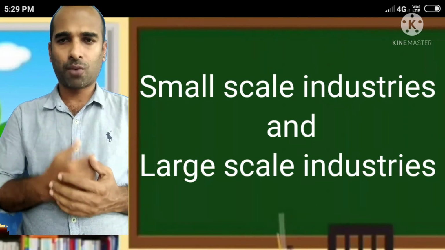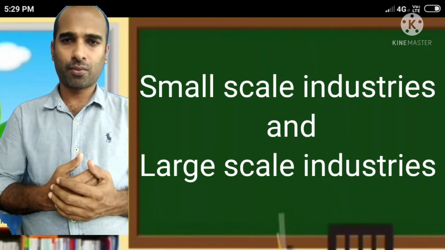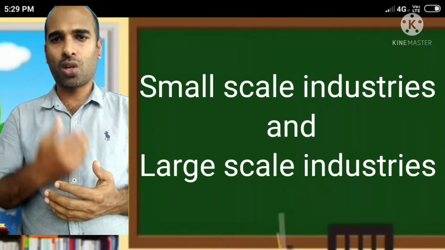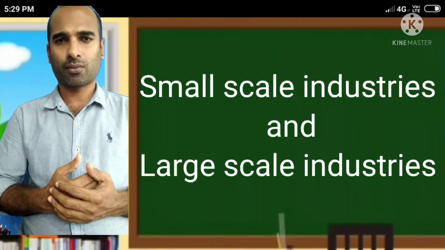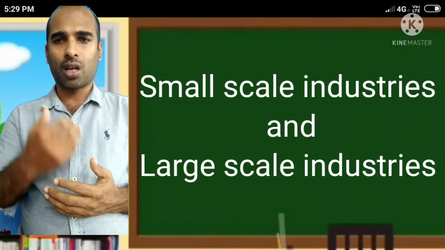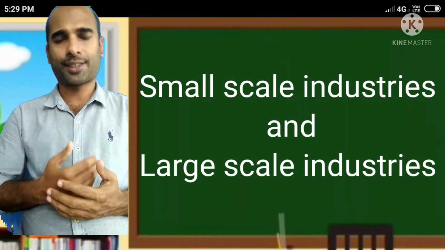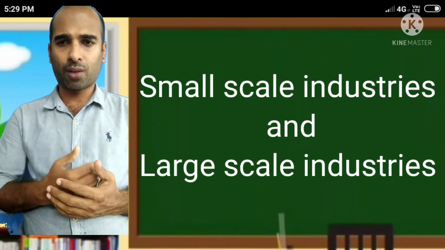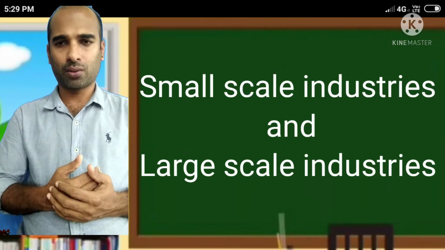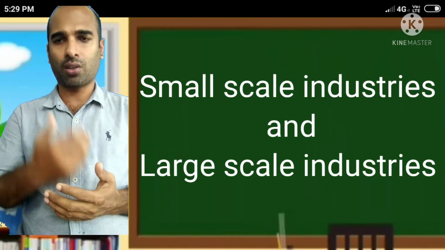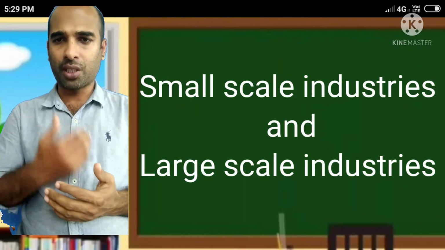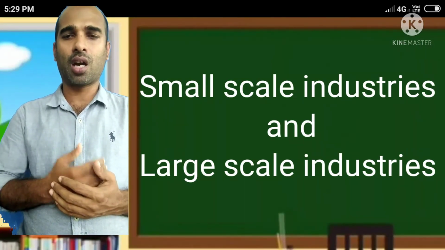Okay, what is the large scale industry? Here, large scale industries produce a large volume of products. The investment of capital will be higher than that of the small scale industry. Big technologies are used. The production of automobiles and heavy machinery are examples of large scale industries.